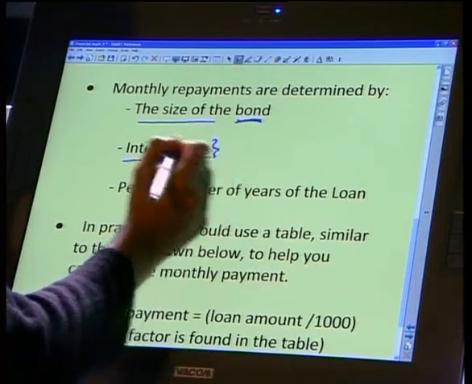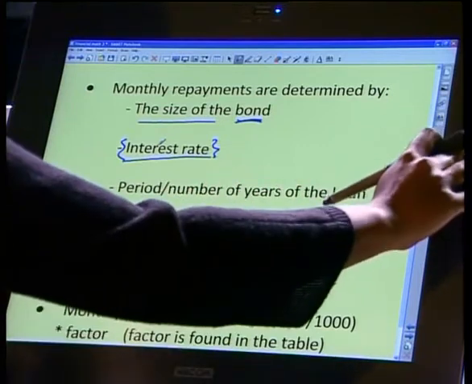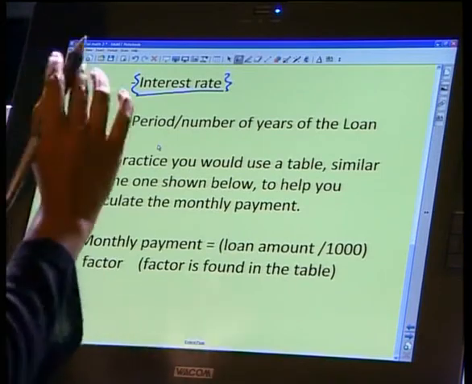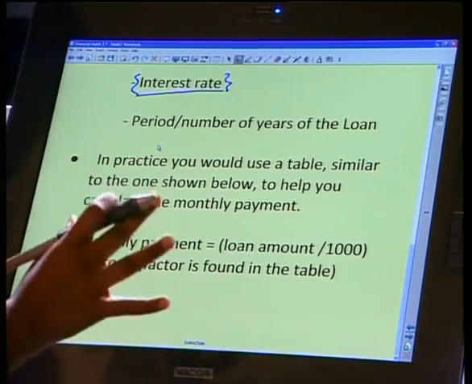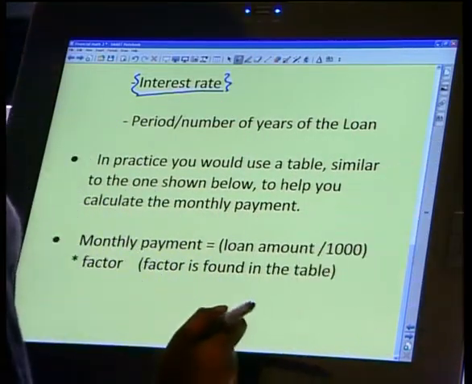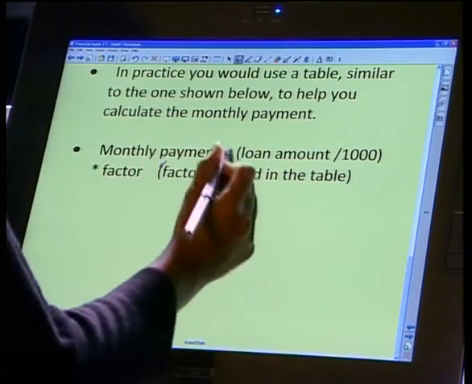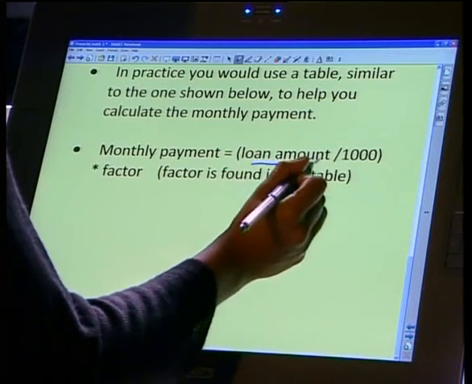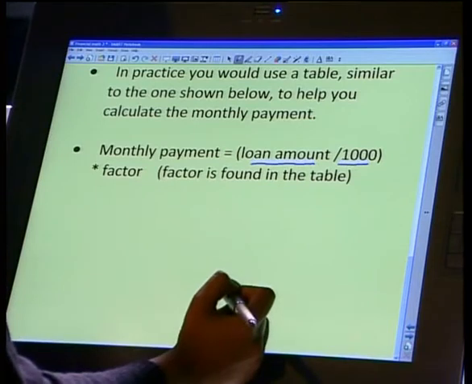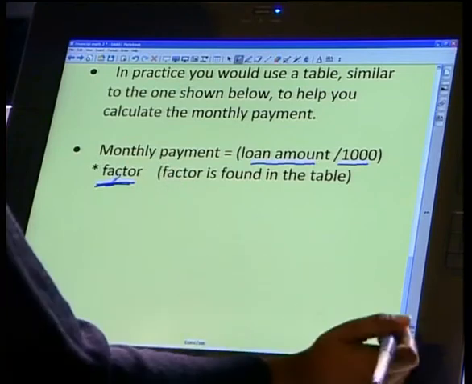You'll also find that the interest rate can change every so often, and that will affect the amount that you have to pay back. Now, in practice, we often use a table that I'm going to show you in a second, and we work out what our monthly payment will be. But there's a very specific formula that we use to work out the monthly payment. We take whatever the home loan amount is, we divide that by 1,000 Rand, and then we multiply it by a factor, and this factor is found in the following table.